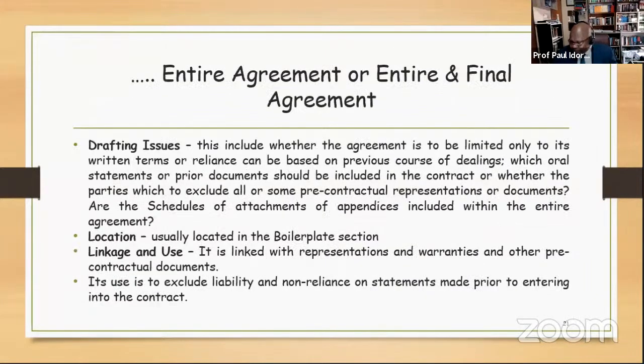Now, what are the drafting issues you are going to face in this area? Now, this is whether the agreement is to be limited only to its written terms or reliance can be based on previous course of business. So can you say parties will rely on the written terms, or if they have been dealing with themselves before, they're going to rely on course of dealings? These are the things that you have to address.